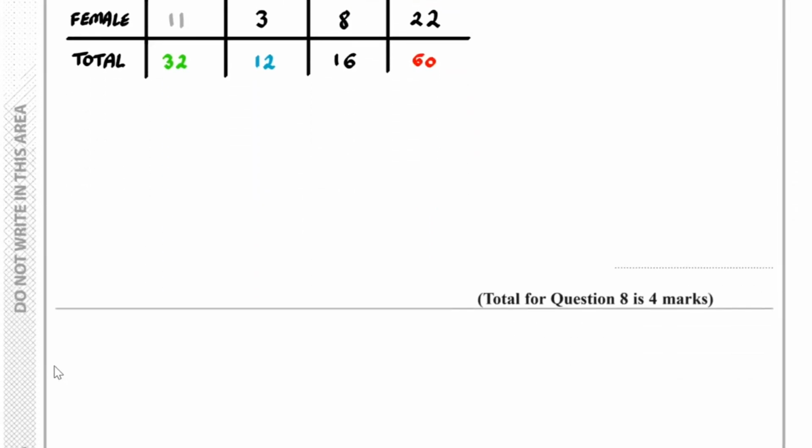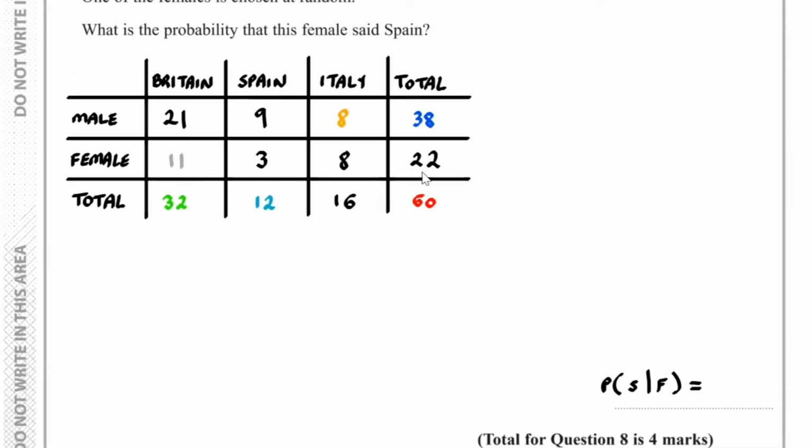Now what we are looking for in this question is the probability that they said Spain given that they are female. So how many are female? Well, that's 22 of them. So we have 22 who are female, and of them, how many said Spain? Well, that will be 3 of them. So we have 3 who said Spain.